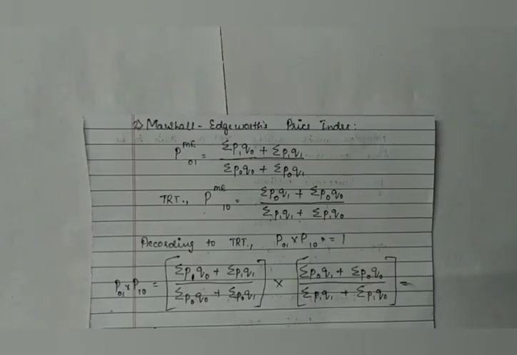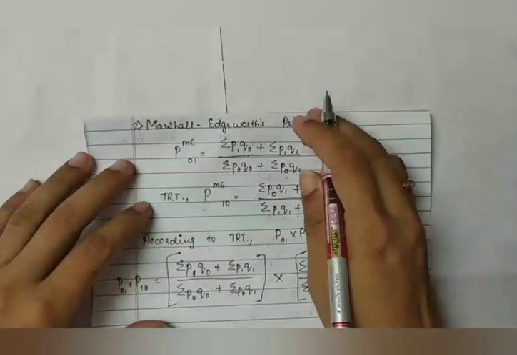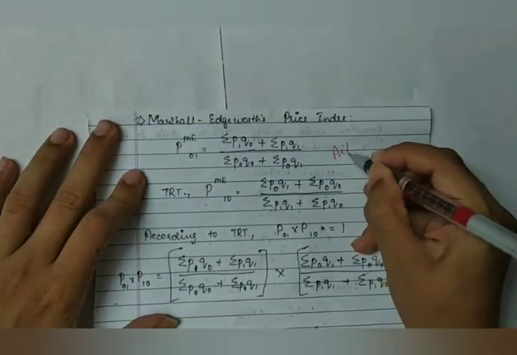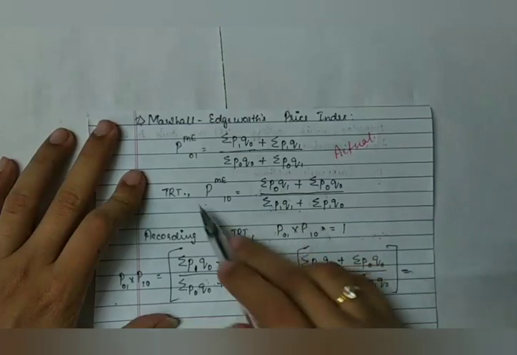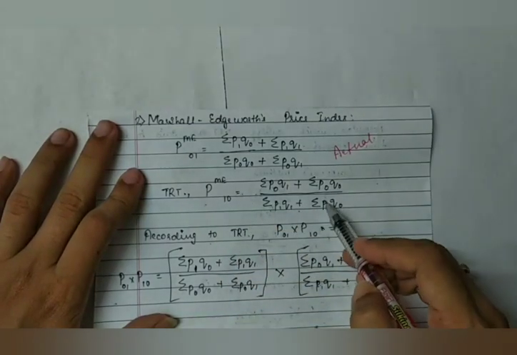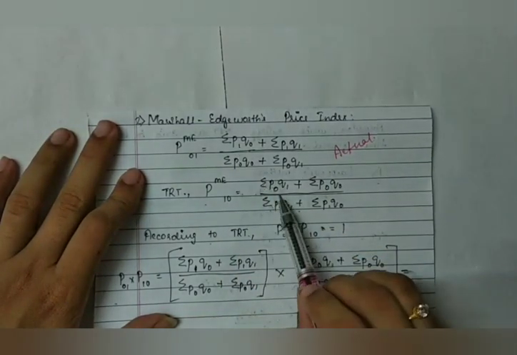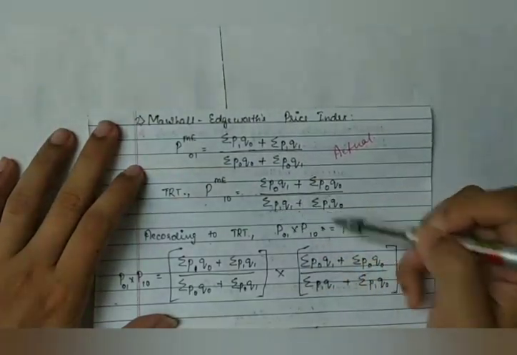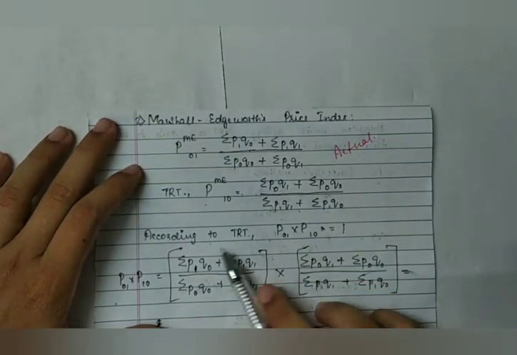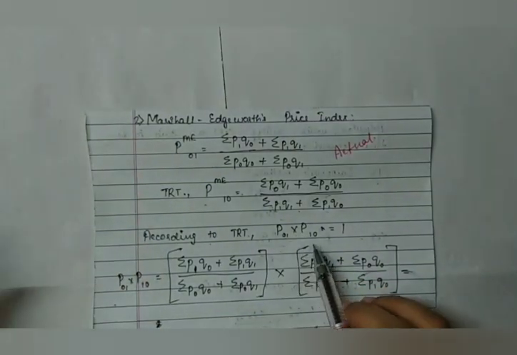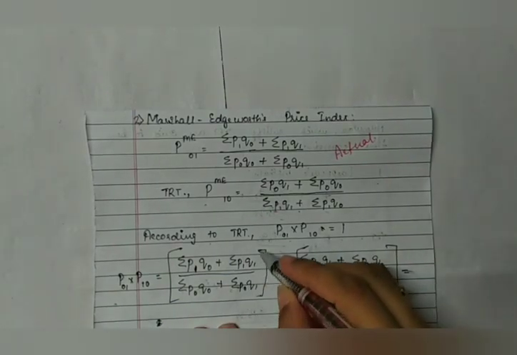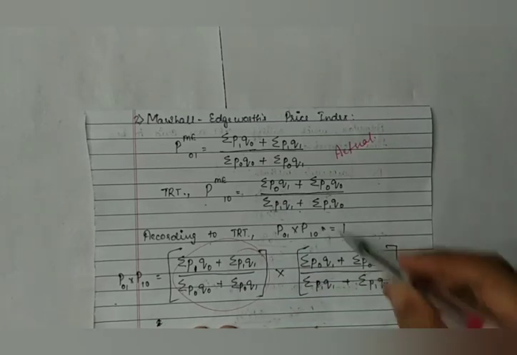So it is satisfied with Marshall-Edgeworth price index number, isn't it? So our actual formula is here, PME01. This is the actual formula, and this is TRT, time reversal test. Current period became base year and base year became current year in all the 4 cases. Okay, so according to TRT, now P01 into P10 should be 1, isn't it? Now let's simplify. This is our actual formula and this is our TRT.